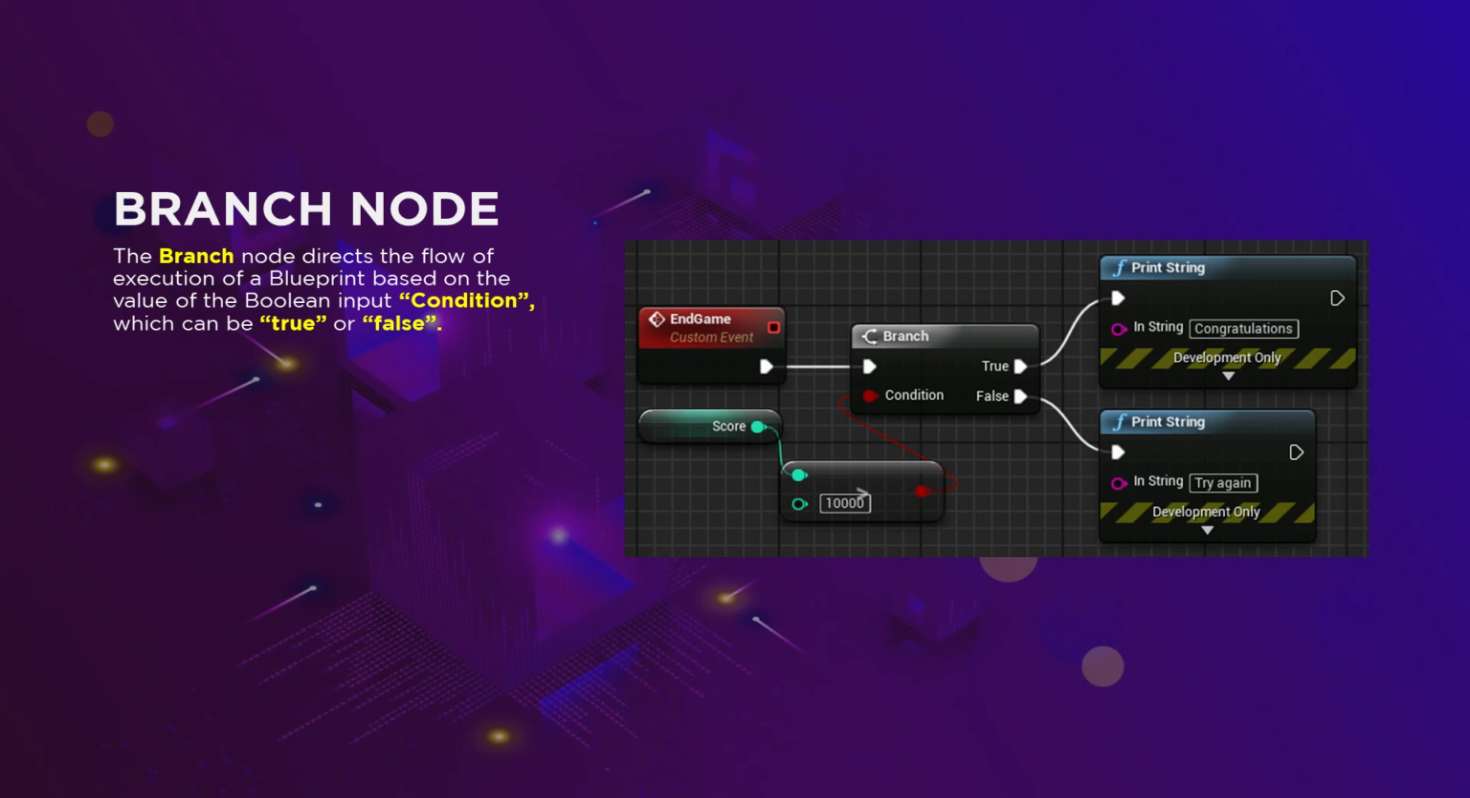The branch node is used to test if the score is greater than 10,000. A different message will be shown based on the result. In traditional coding, this is the if statement.